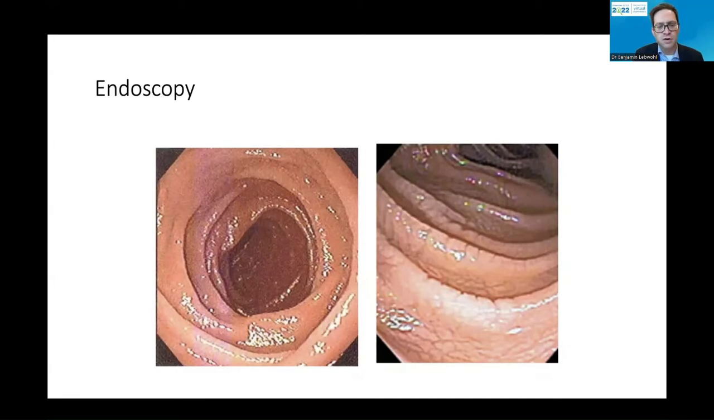Shown on the left is a normal appearing duodenum. You see these glistening folds. And shown on the right, these folds have these little divots in them. It's called scalloping of folds. But actually, both of these images are of people with celiac disease.